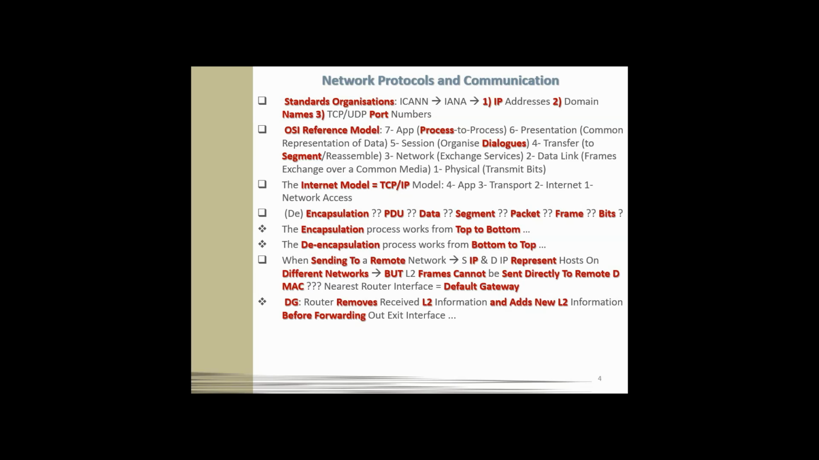The internet layer corresponds to the network layer of OSI. Transport is the same name that we have in both reference models. And then application in TCP/IP is in charge of what we had as application, presentation, and session layers with the OSI reference model.